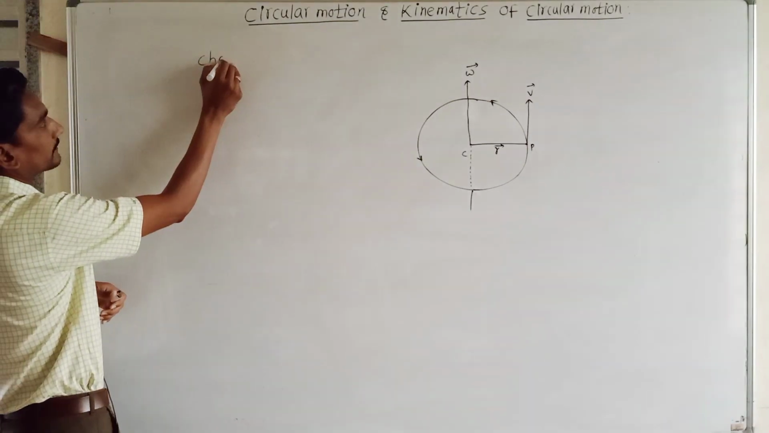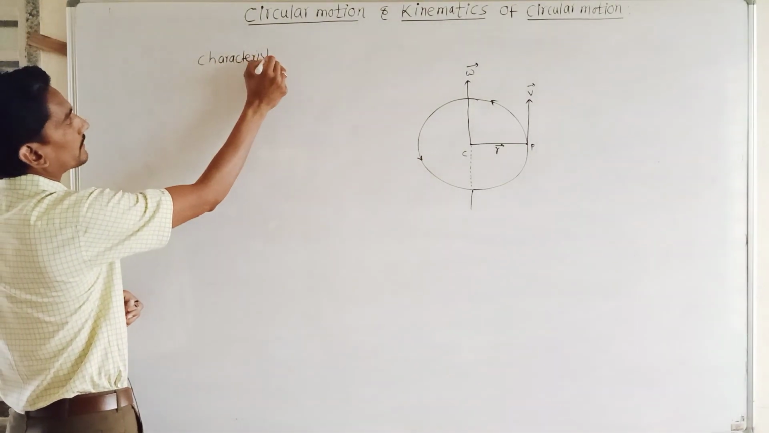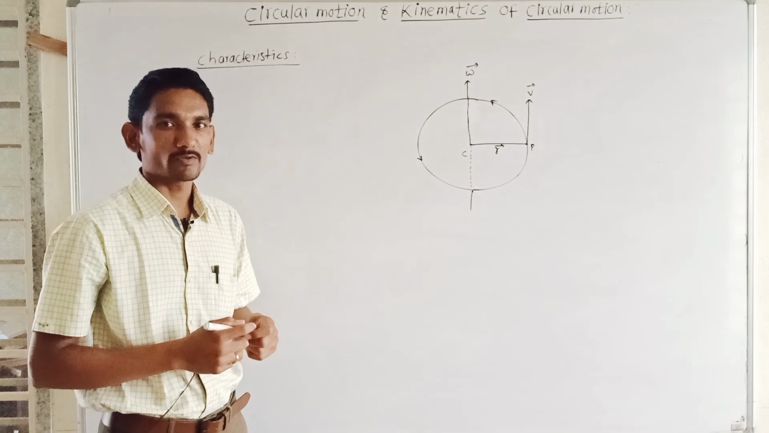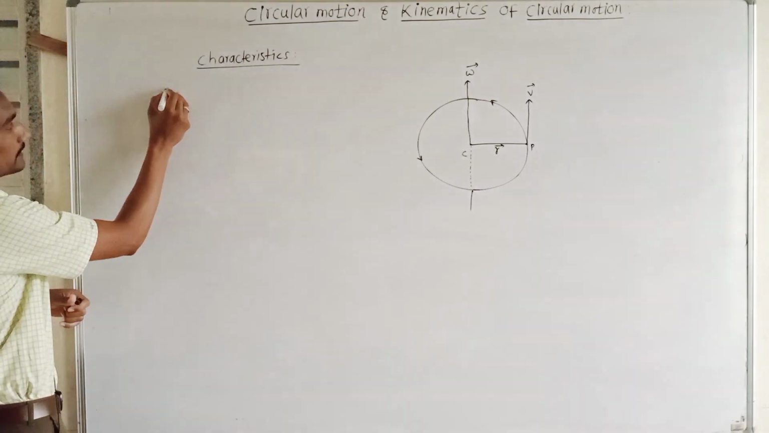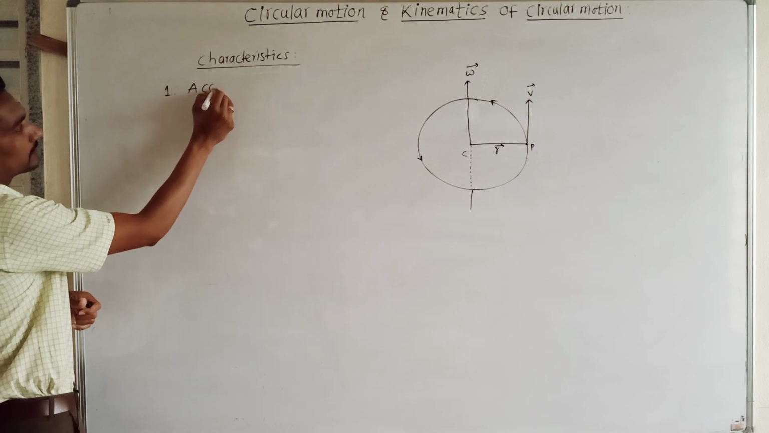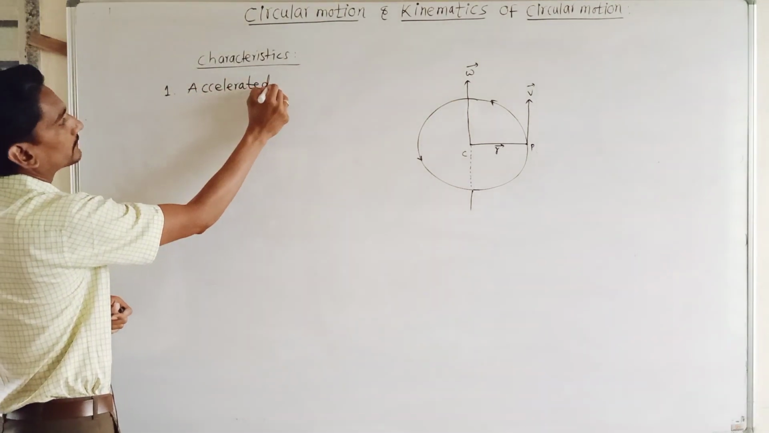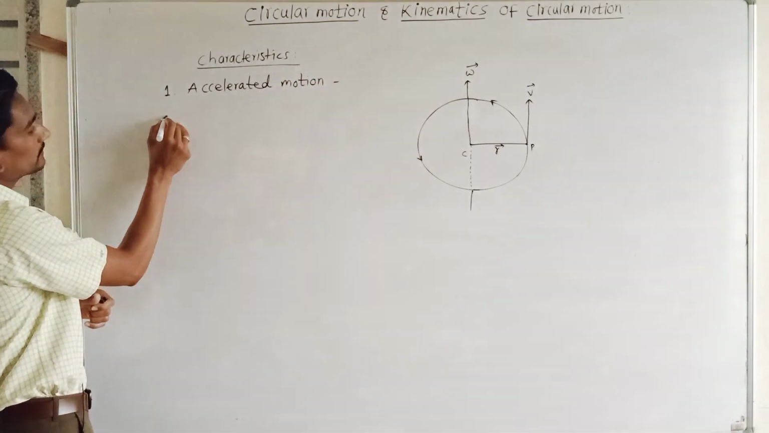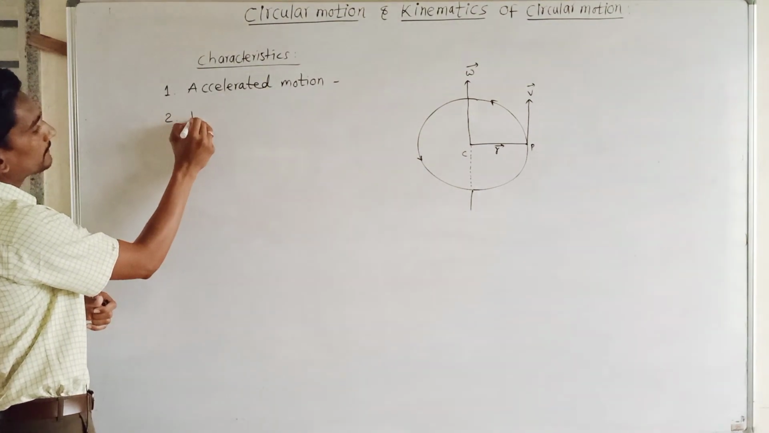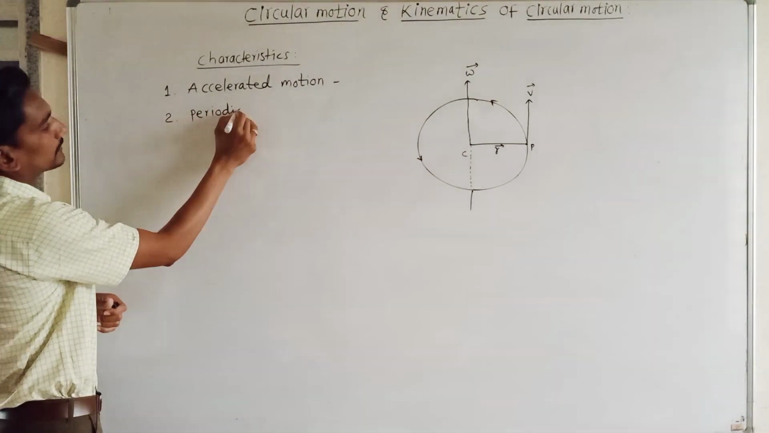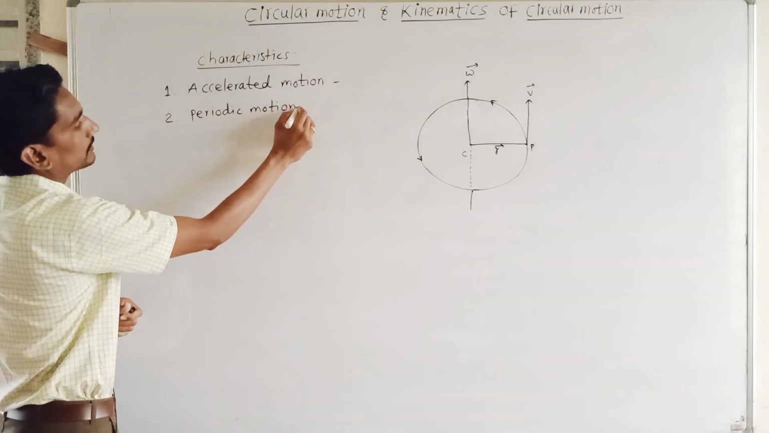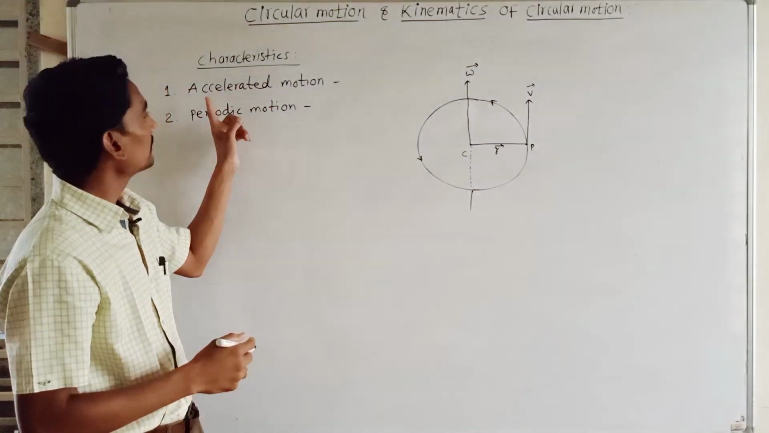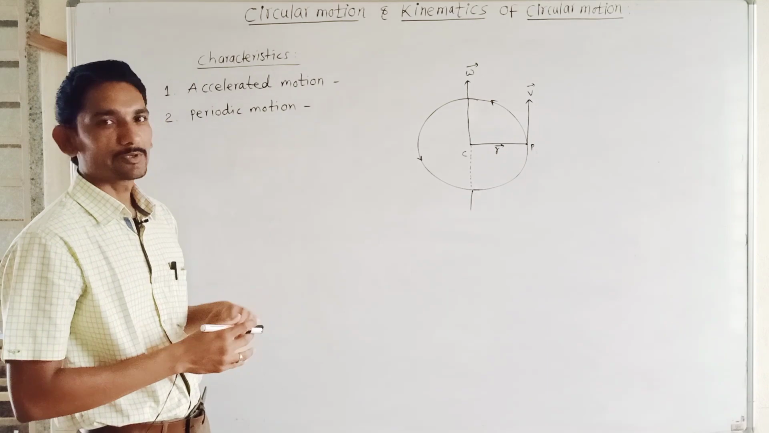Characteristics. We can discuss two characteristics of circular motion. Circular motion is an accelerated motion. And the second characteristic, it is a periodic motion. So these are the two characteristics of circular motion. It is an accelerated motion and it is a periodic motion.